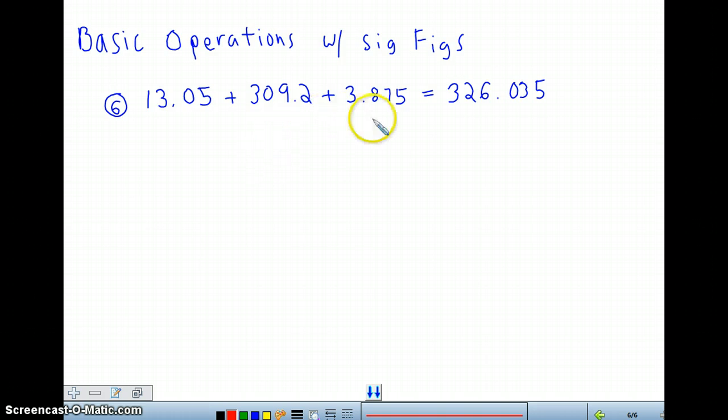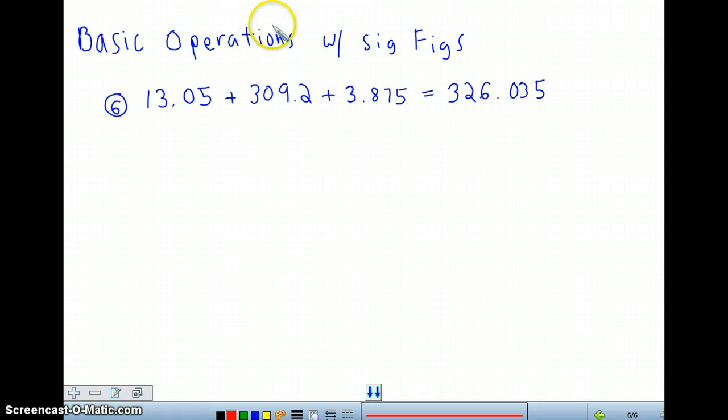But the 3 numbers given on your sheet, if we would just add them up in our calculator or by hand, we would get the answer 326.035. This number in blue is not the significant figure answer. That is just what would appear on your calculator screen. So we need to figure out what we do with that answer to round it to the proper number of sig figs.